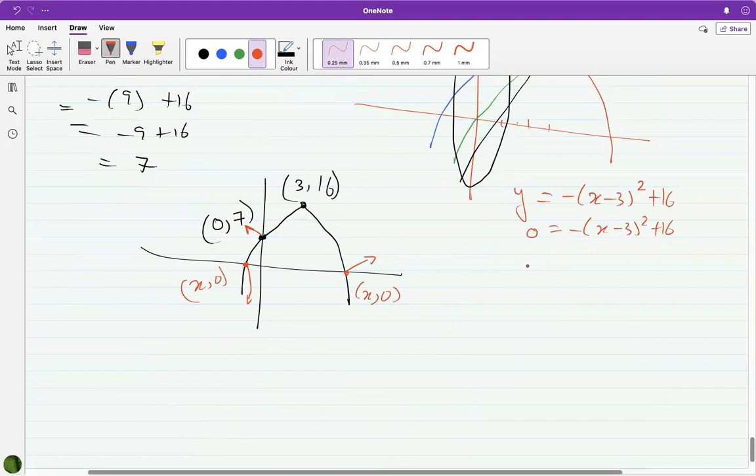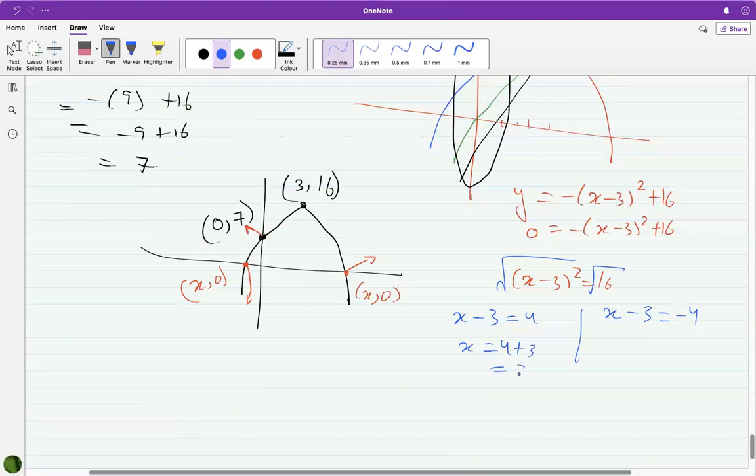Taking 16 on the other side, (x minus 3) whole squared equals 16. Square root both sides gives you x minus 3 equals 4, and x minus 3 equals minus 4. So x equals 4 plus 3, which is 7, and x equals 3 minus 4, which is minus 1. So we get (minus 1, 0) and (7, 0).